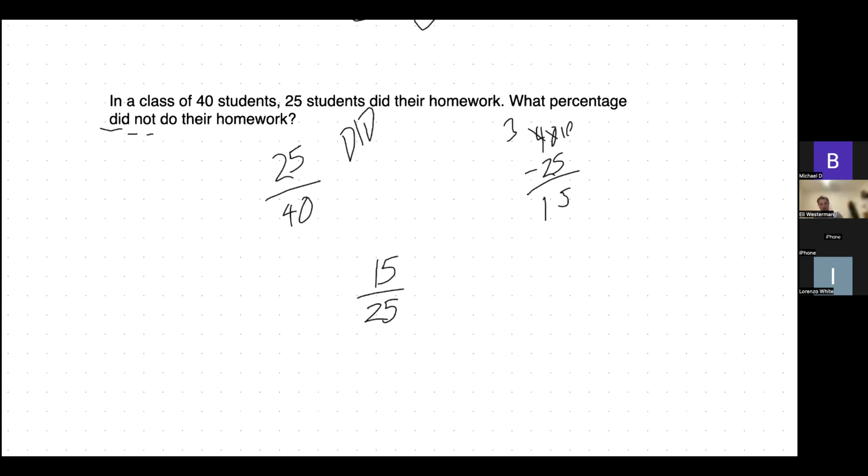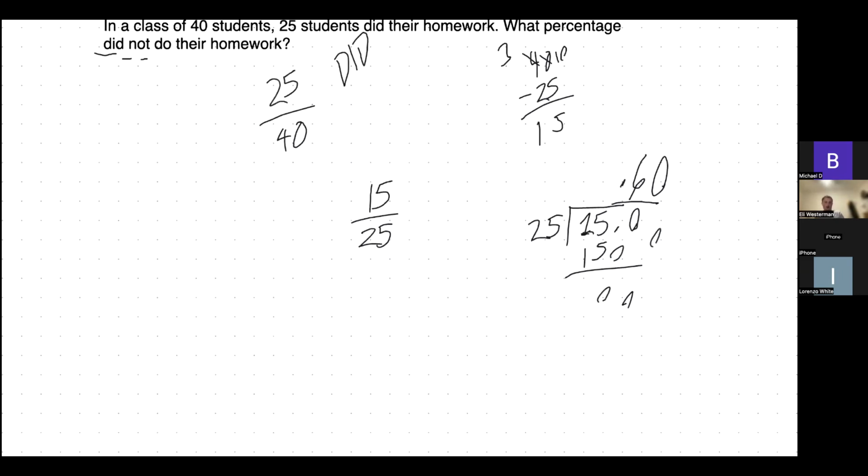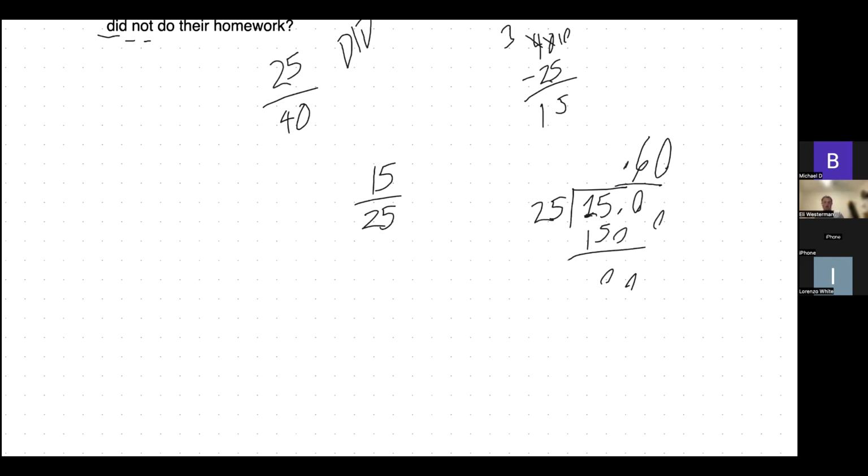Now we have to turn this into a decimal. So 25 goes into 15, add the decimal. 25 goes into 150. We actually did this earlier. It goes in 6 times. That equals 150, with 0 left over. So our decimal is 0.60. Now we can go 0.6.